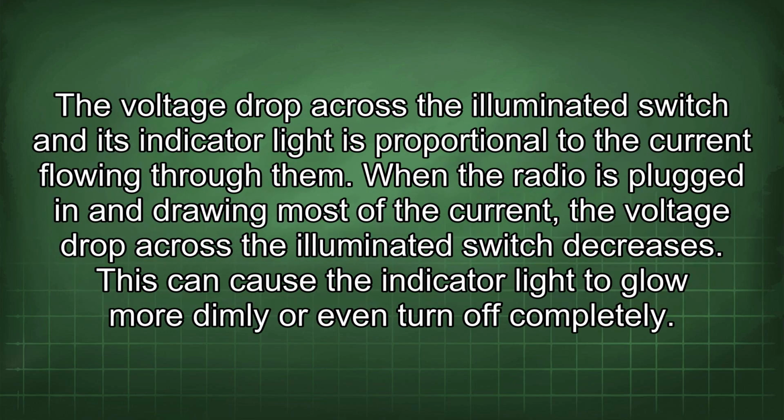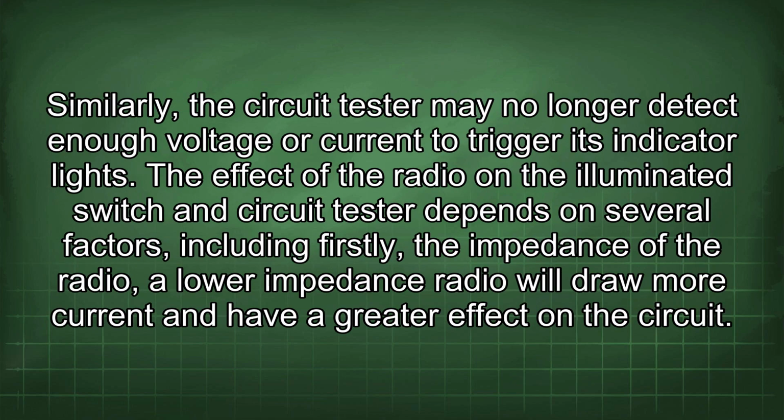The voltage drop across the illuminated switch and its indicator light is proportional to the current flowing through them. When the radio is plugged in and drawing most of the current, the voltage drop across the illuminated switch decreases. This can cause the indicator light to glow more dimly or even turn off completely. Similarly, the circuit tester may no longer detect enough voltage or current to trigger its indicator lights.